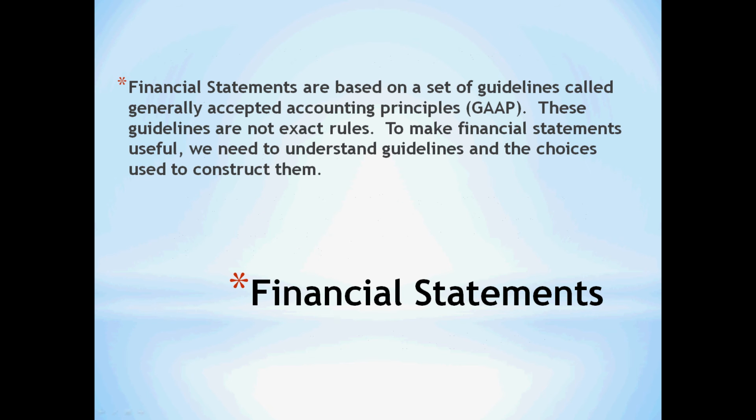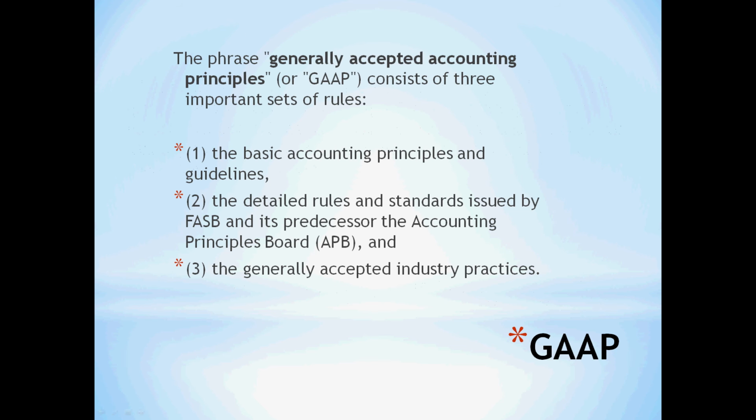Like we talked about before, financial statements are based on a set of guidelines called Generally Accepted Accounting Principles, or GAAP. These guidelines are not exact rules. To make financial statements useful, we need to understand the guidelines and the choices used to construct them. The phrase Generally Accepted Accounting Principles, or GAAP, consists of 3 important sets of rules. Number 1, the basic accounting principles and guidelines. Number 2, the detailed rules and standards issued by FASB and its predecessor, the Accounting Principles Board, APB, and the generally accepted industry practices.